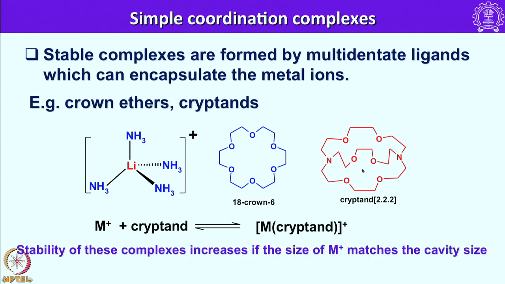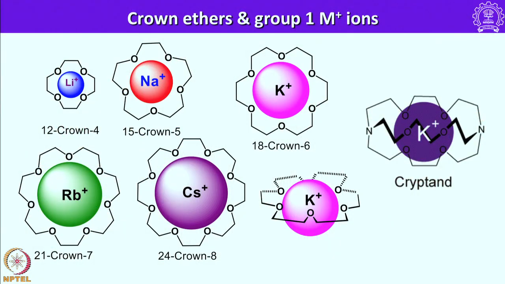So, the stability of these complexes increases if the size of the M plus cation matches the cavity size. If the cavity size is comparable to the size of the alkali metal cation, then those compounds are more stable, and especially when we want to stabilize some of these cations, we have to go with precise crown ethers. You can see here we have a number of crown ethers. For example, in order to stabilize lithium, since the lithium ion is much smaller in size, 12-crown-4 is sufficient. For sodium we need 15-crown-5.